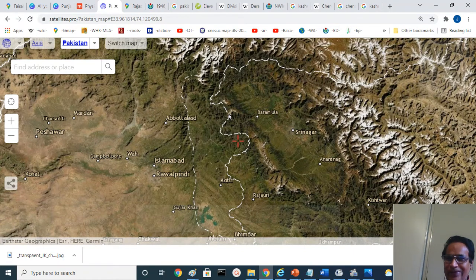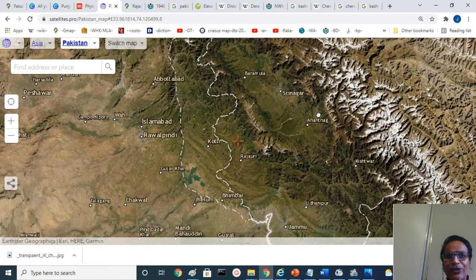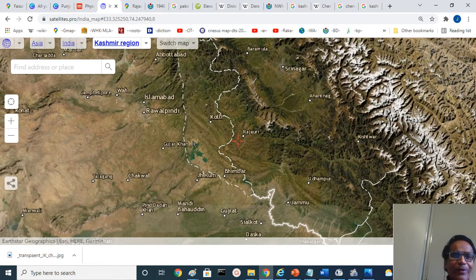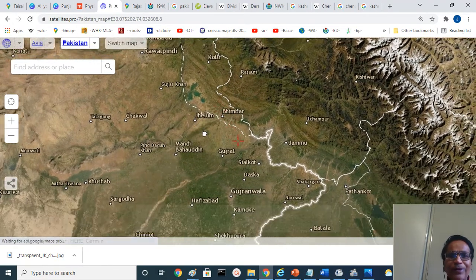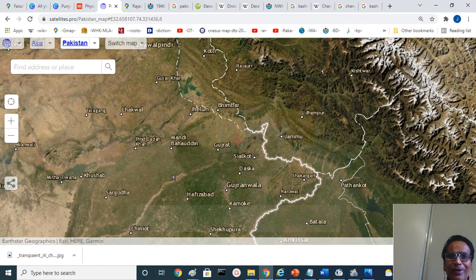The Uri town will be somewhere here, and from Uri you get to Baramulla and go to Srinagar, and from Srinagar you go to Sonmarg and Kargil and so on. That's another story. So that is the Jhelum River, and Jhelum town, Jhelum district, is on the west side of the Jhelum River, and then Gujrat district, Mandi Bahauddin.